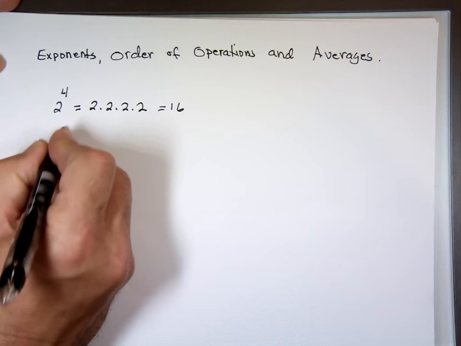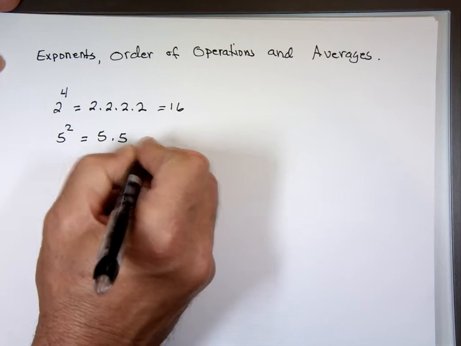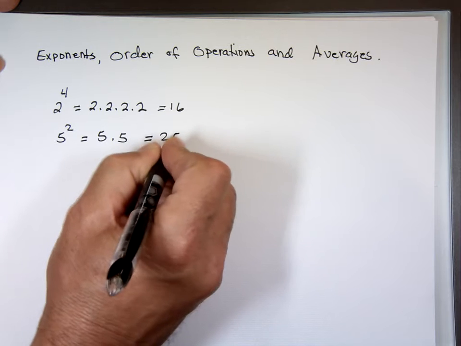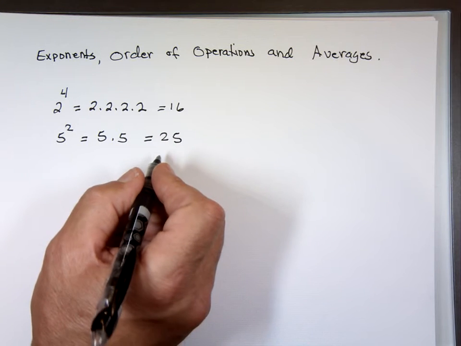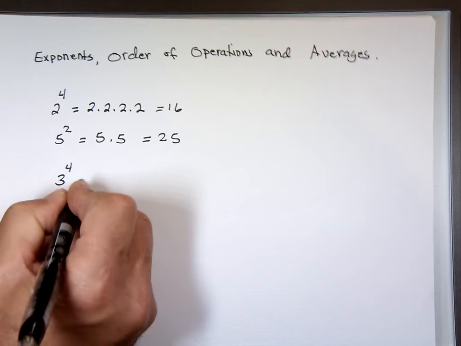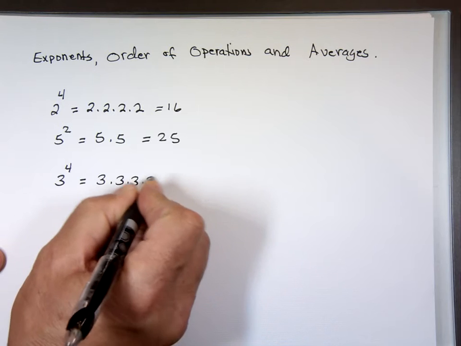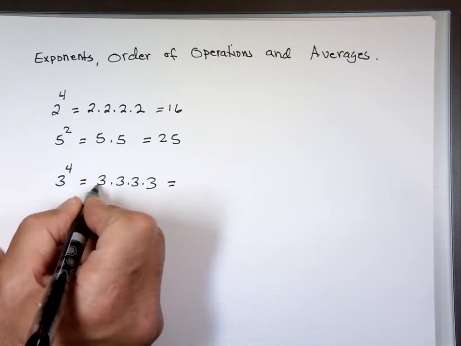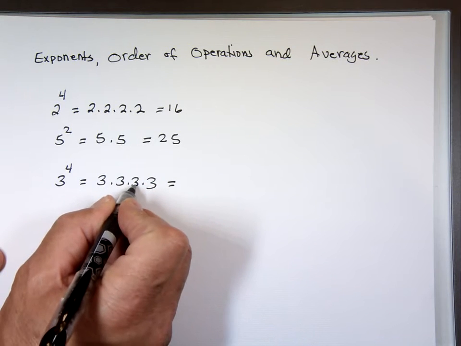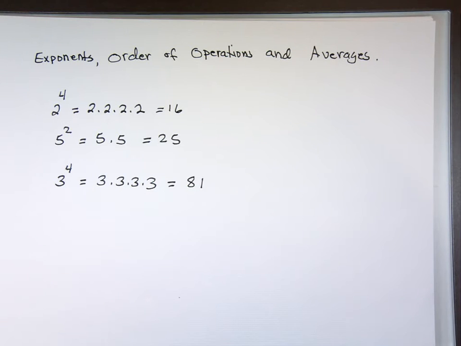If we write 5 squared, it means what? 5 times 5, 2 times, which is 25. If I write 3 to the 4th, it's 3 times 3 times 3 times 3, 4 times, which is 9 times 3, 27 times 3, that's 81. So that's what exponent is.